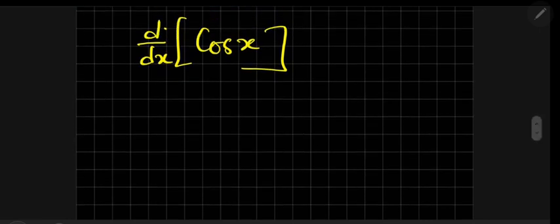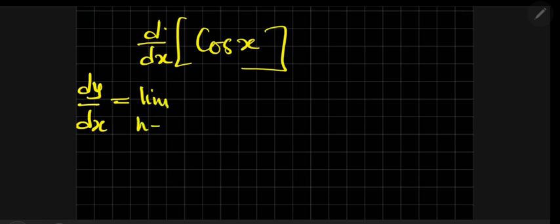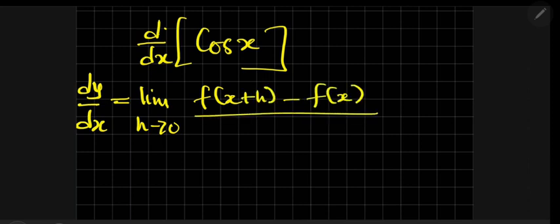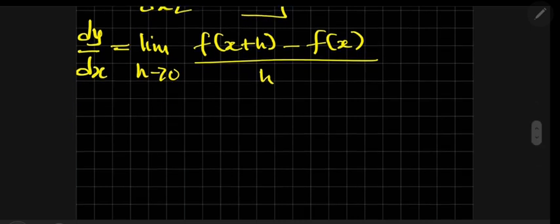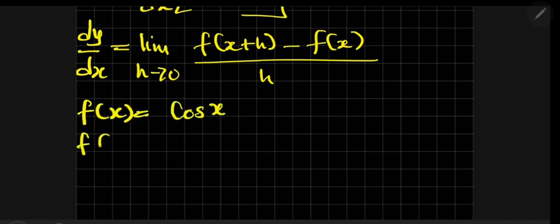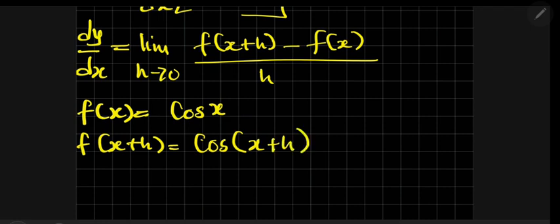Remember, first step, write the general formula as well. This one we'll do very fast because now I'm sure you got the hang of it. The limit as h is approaching 0 of f of x plus h minus f of x, divided by h. We know that our f of x is equal to cosine of x, and our f of x plus h is cosine of x plus h. Remember, always add the h directly to the x in brackets, of course.